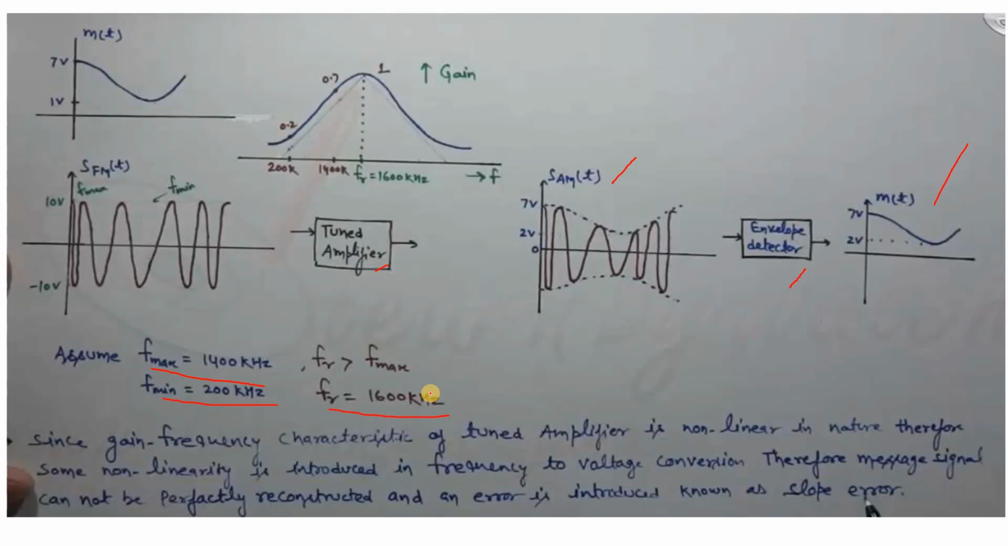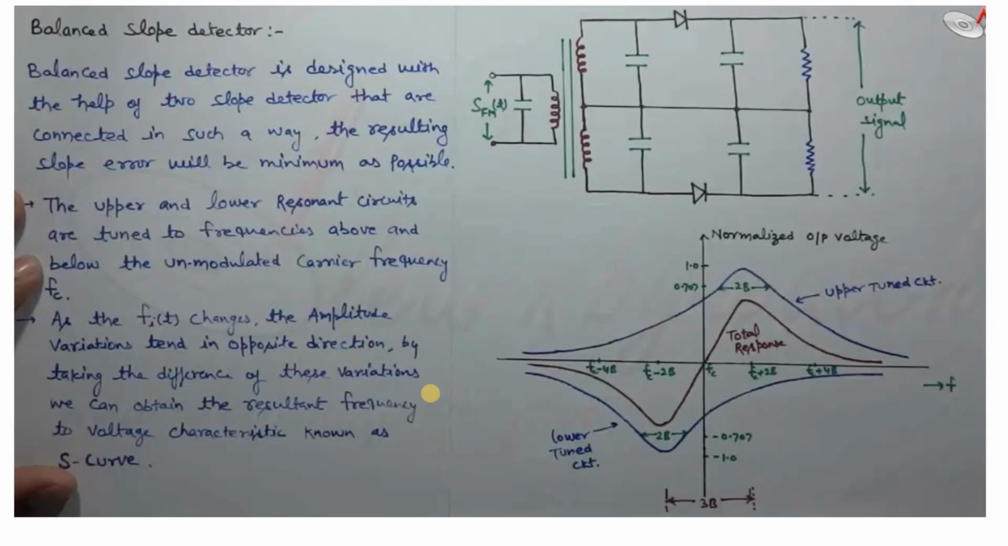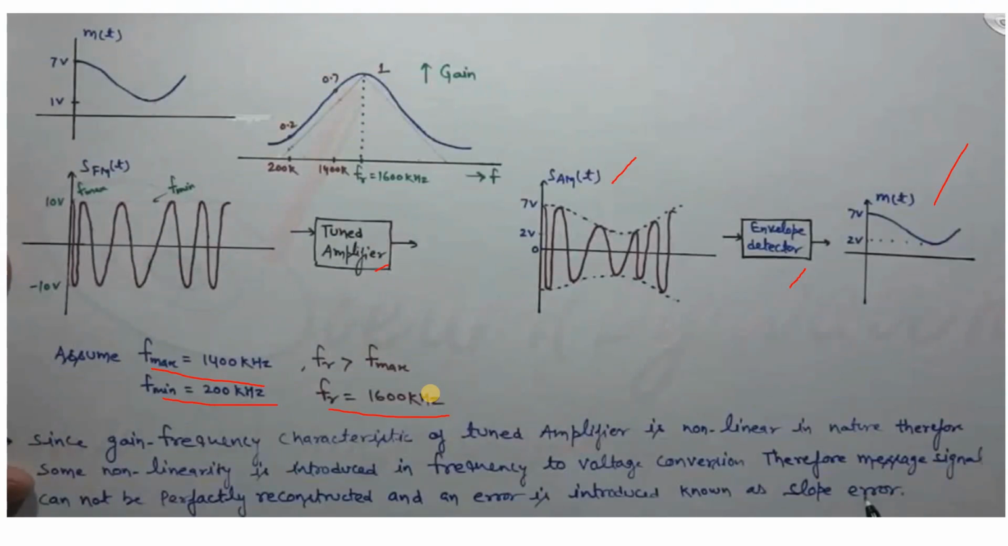Since the gain frequency characteristic of the tuned amplifier is non-linear in nature, some non-linearity is introduced in the frequency to voltage conversion. Therefore, the message signal cannot be perfectly reconstructed and an error is introduced, known as the slope error. That is a problem while converting a frequency modulated signal to an AM signal, because of the non-linearity of the tuned amplifier, and that error is called the slope error. Let us move to the next part to overcome this problem of the slope detector.